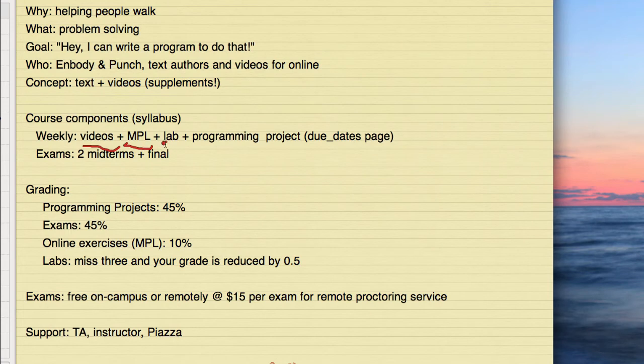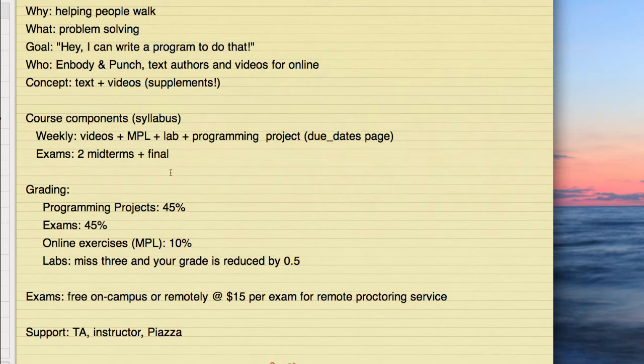There is what is known as a lab that's separate from the MyProgrammingLab. So there are weekly lab exercises. This is to practice with things. And I'll talk a little bit more about that later. And then there's also a weekly programming project. And all of this is on the due dates page, which I'll show you. And that's really your guide to this course.